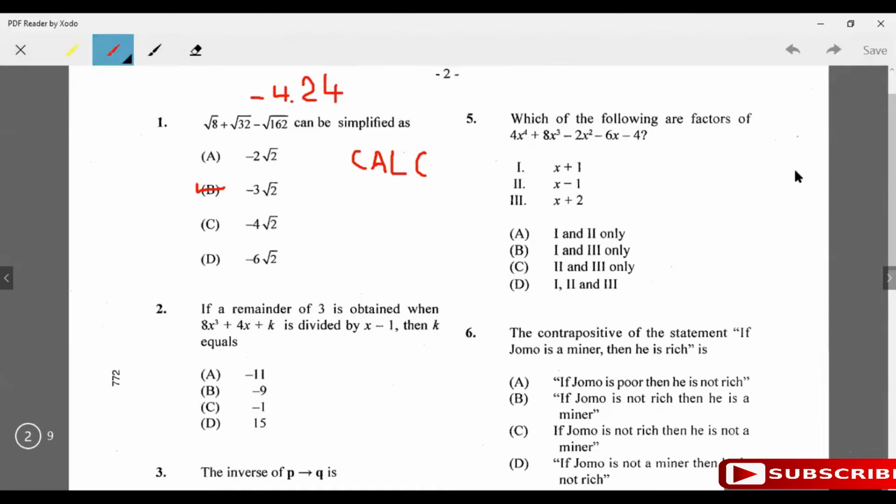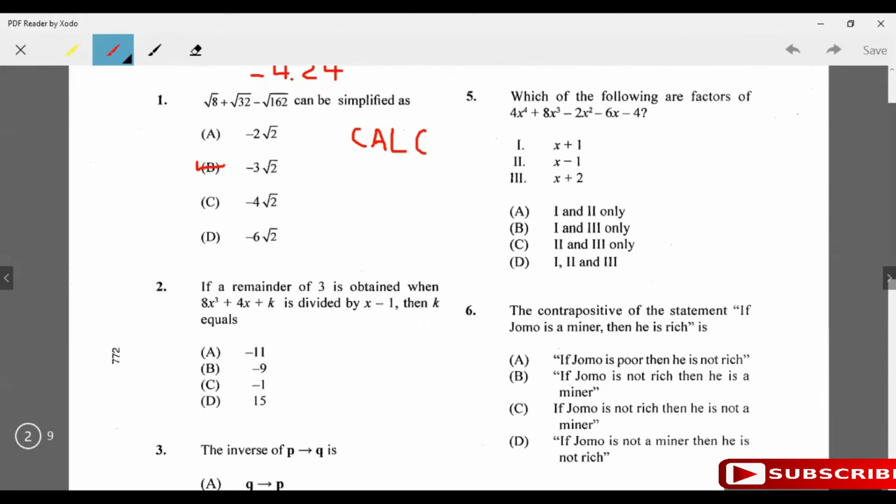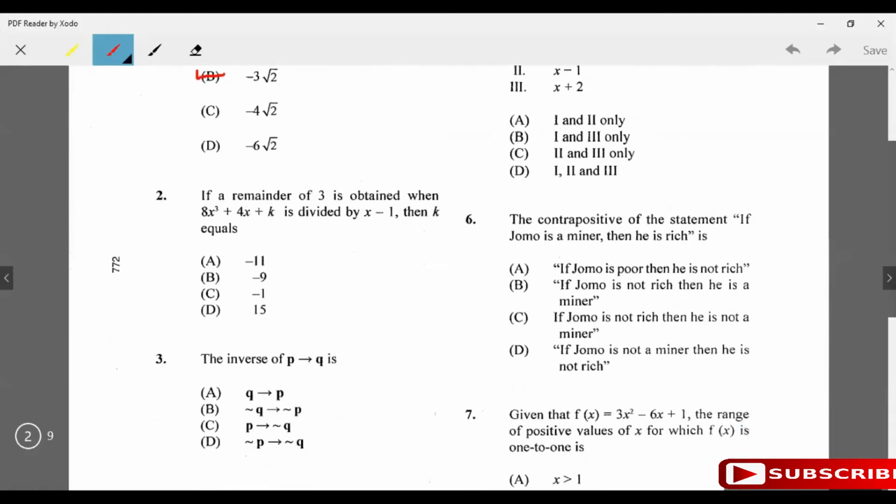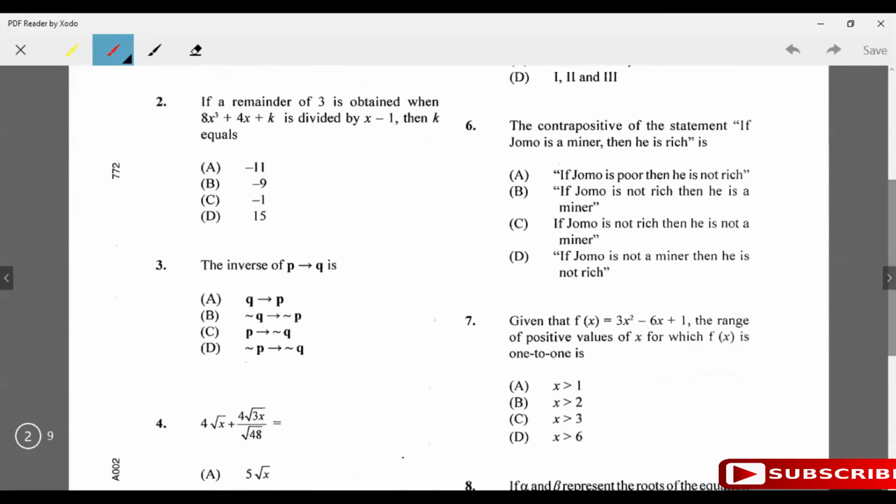Question 2. Let's get rid of question 1. Question 2 says, if 3 is the remainder obtained when 8x cubed plus 4x plus k is divided by x minus 1, then k equals. So this is just the remainder theorem. If we're dividing by this and the remainder is 3, that means that f of 1 is equal to 3. That's what they're telling us. f of 1 is equal to 3.